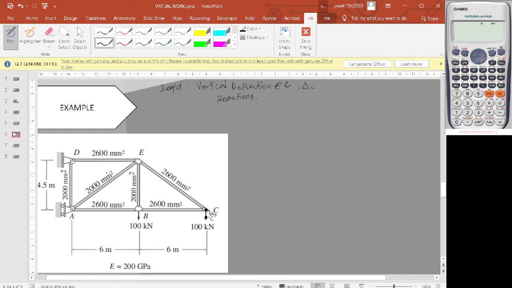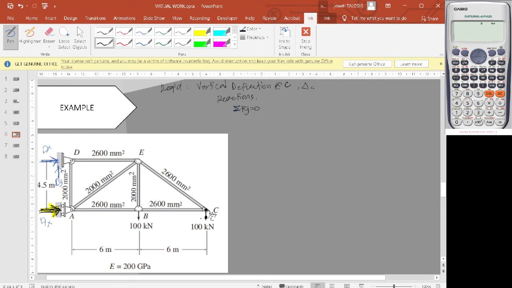So the reactions for these real loads. Here we have this roller support, so you only have one. And then we have here another support, so Dx, this is Dx. Sorry, that's Ax. And then we have here Dy. So next, we're going to solve first Dy. Summation of forces along y is equal to 0.